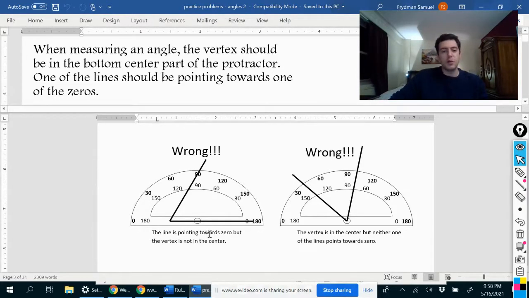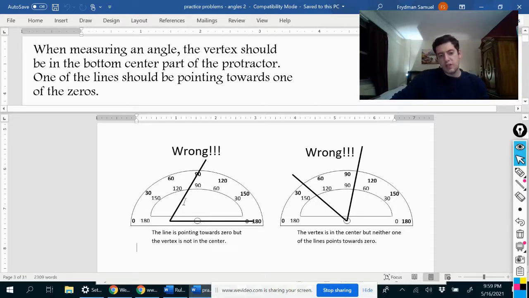Improper maybe would be a better word, because for this one over here, it is actually still possible to figure out the measure of the angle, but this one is definitely wrong. So why is this one wrong? This one is wrong because the line is pointing towards one of the zeros, but the vertex is not in the center. We can see that the vertex, where these two lines meet, is not in the bottom center part of the protractor. So that's why this one is wrong.